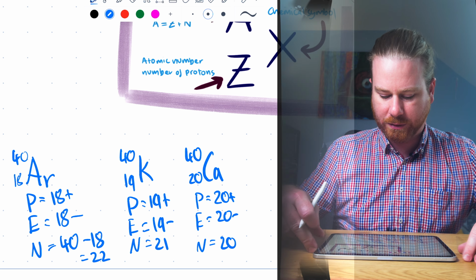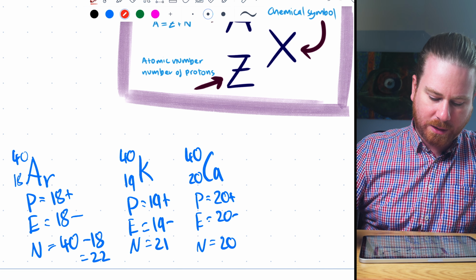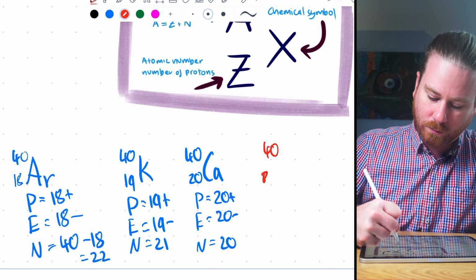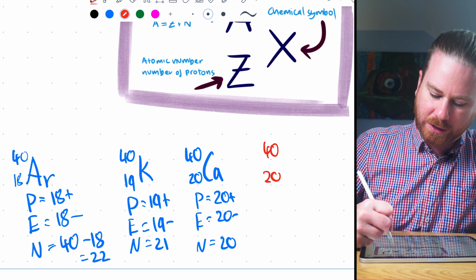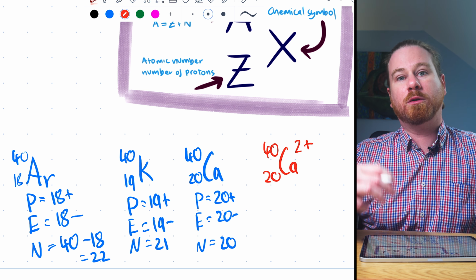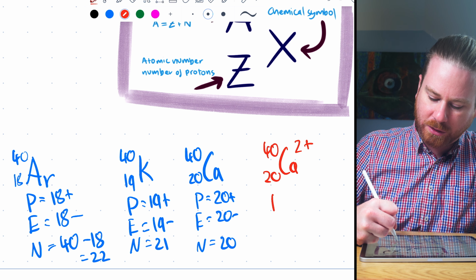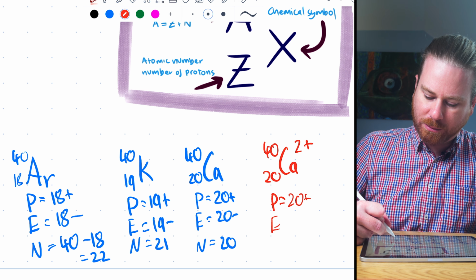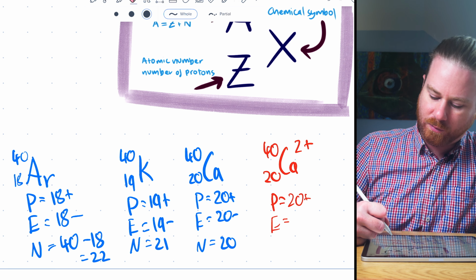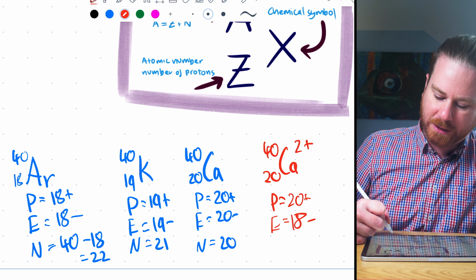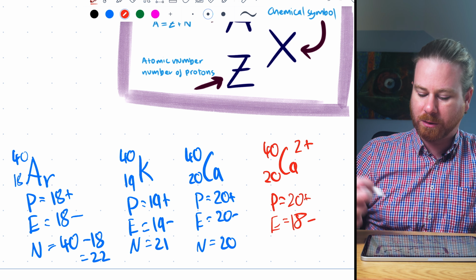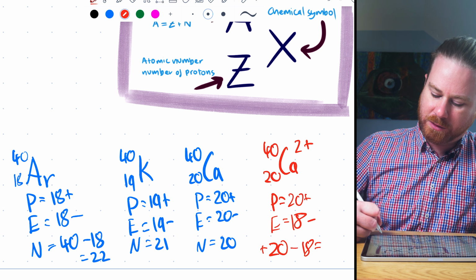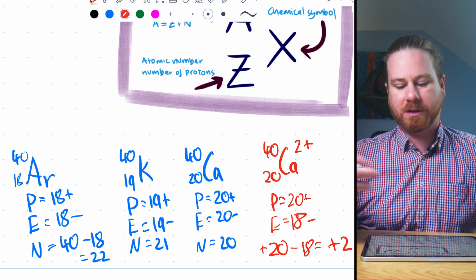Now let's see how we can do this with an ion. So calcium, if we have the calcium ion, calcium likes to form a 2+ ion. Its proton number is going to stay exactly the same, so that's 20. This time, we've lost 2 electrons, so it's going to have 18 negative electrons. We don't really need to worry about the neutrons. So overall the charge is plus 20 minus 18, giving us a +2 charge. This is how ions are formed.